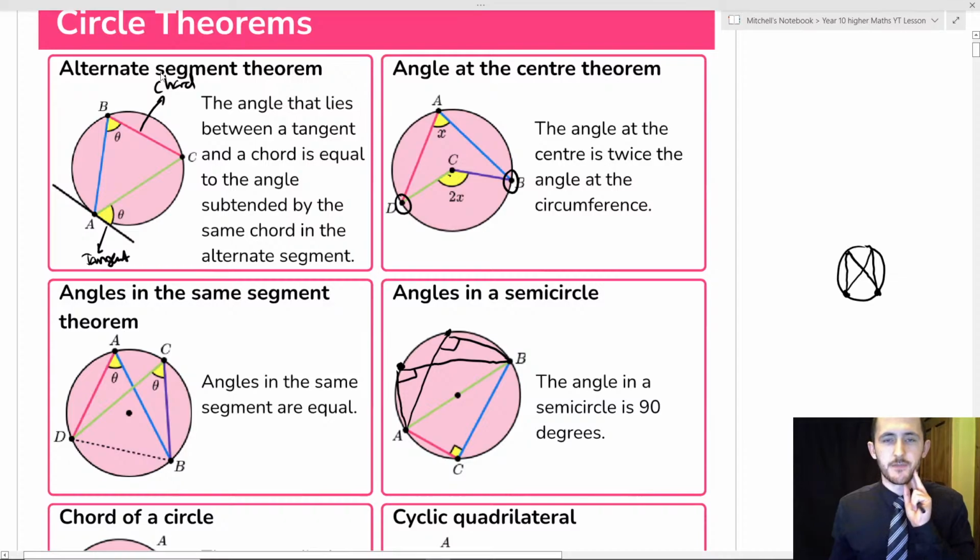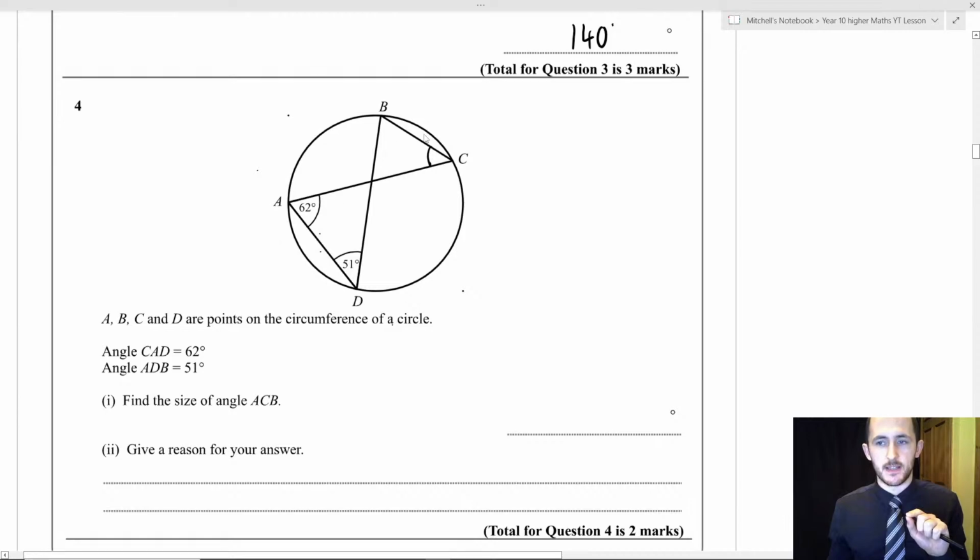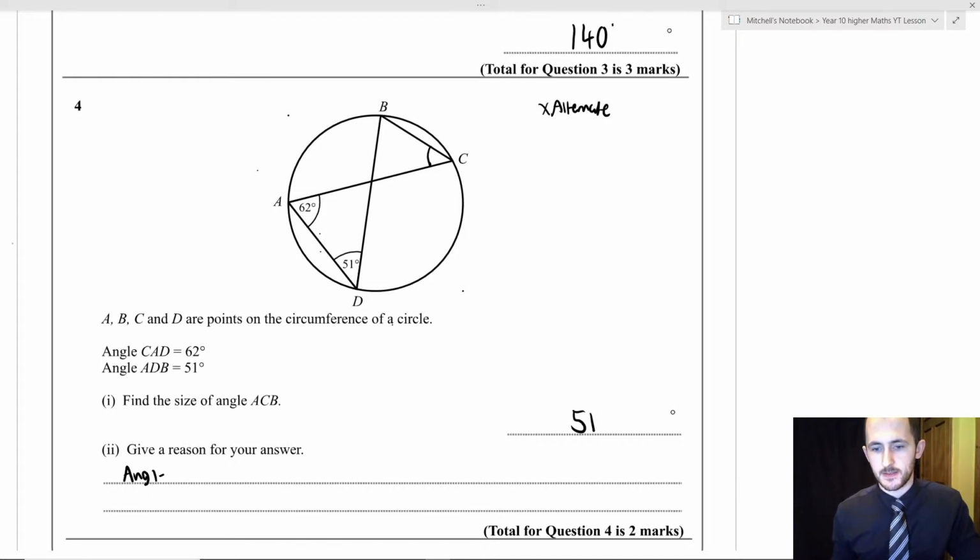Here's a way that you can kind of remember that. Alternate segment has to have a tangent. So if we scroll back down to our question, there's no tangent here. So it's not alternate segment. But it is angles in the same segment are the same. So which angle is in the same segment? It's actually 51 degrees. And I'm going to explain that a bit better in a second. So all you need to do is say angles in the same segment.